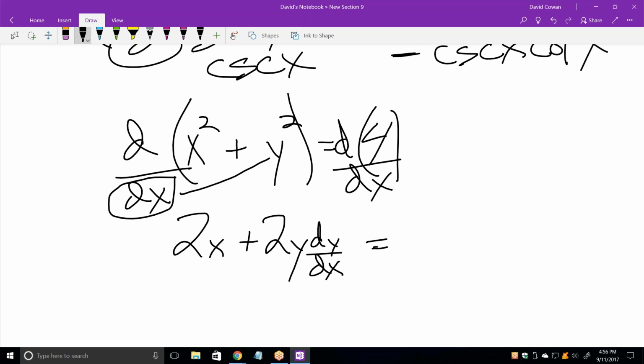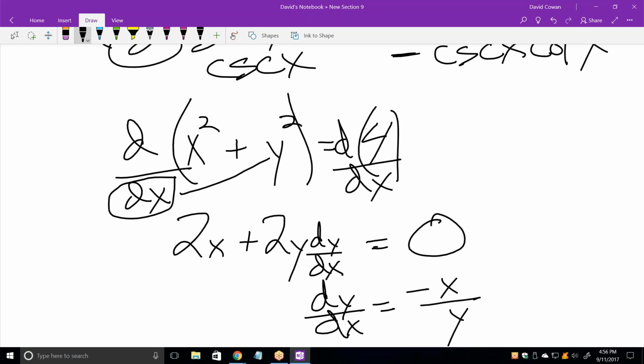The right side becomes 0. The derivative of any constant is 0. And now we've solved for dy/dx. dy/dx is going to be minus x divided by y. There's your derivative. And notice one very key thing. Your answer is not just a function of x. It's got x and y in it, which is very, very common and very, very okay.